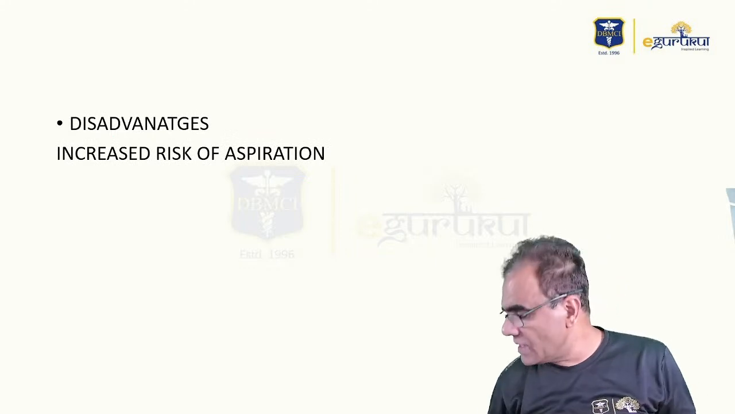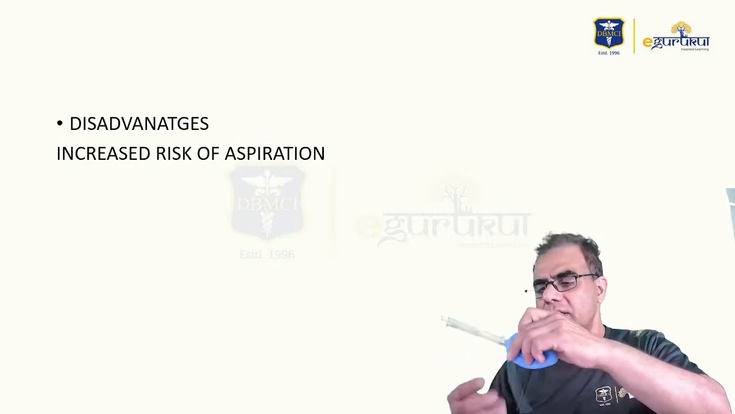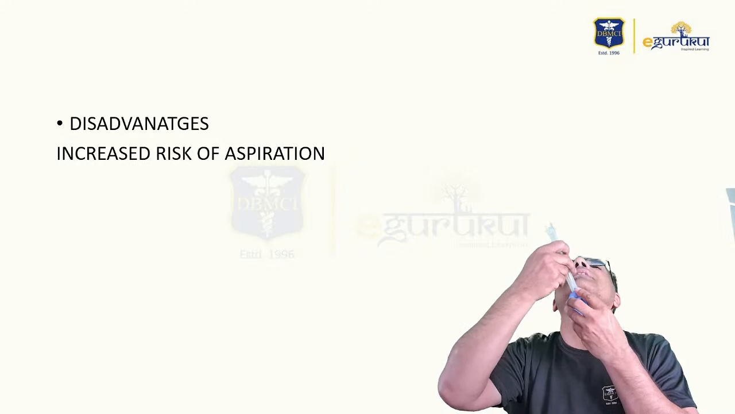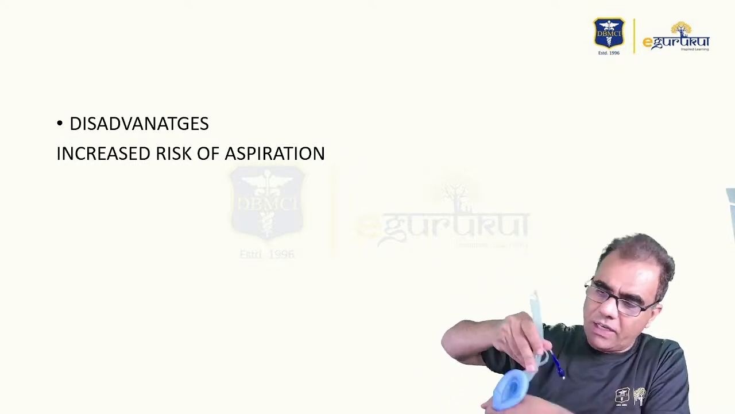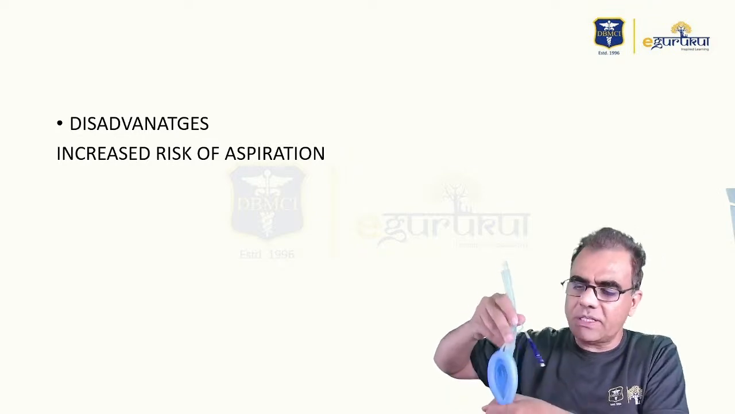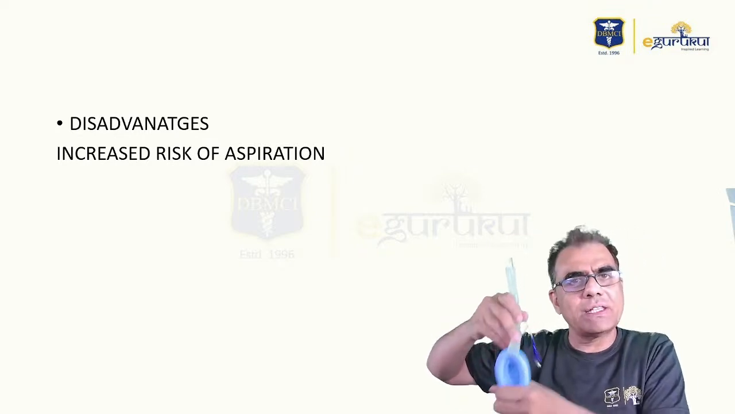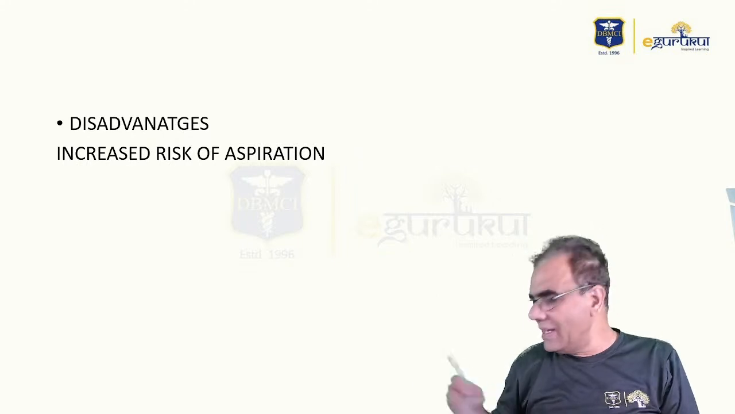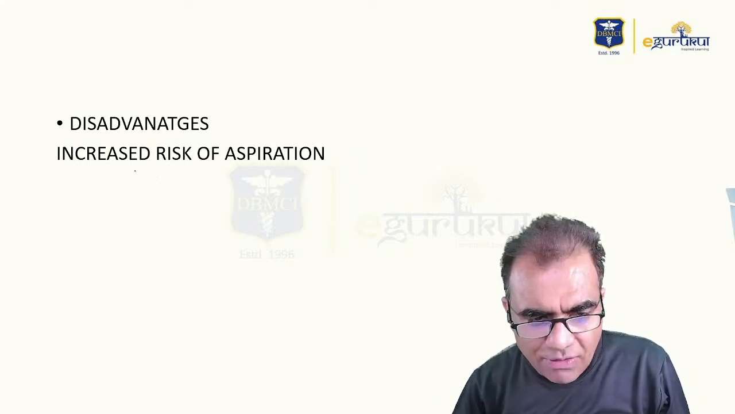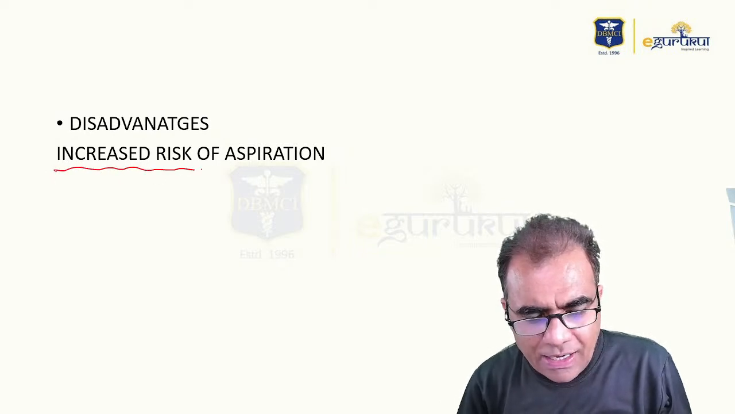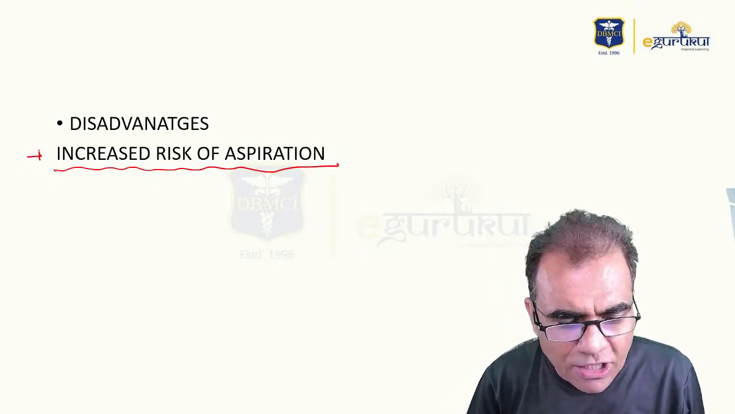However, the most major disadvantage is that this LMA does not block the esophagus. You can see it just lying above the esophagus. So air can still leak from the sides and enter the esophagus, increasing the intragastric pressure and the risk of aspiration. So that is a disadvantage of LMA, that it increases the risk of aspiration.